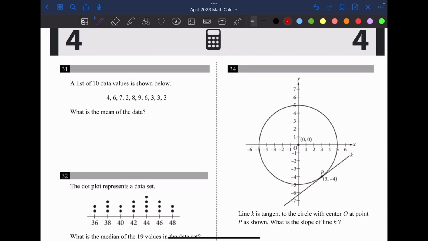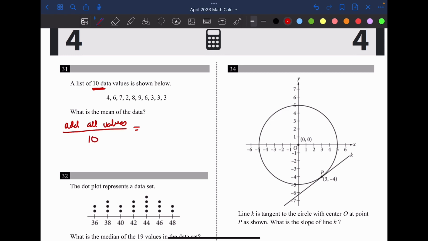Okay, so question number 31, we have a list of 10 data values, which is shown below. Just 10 values, and we want to find the mean of the data. So obviously for the mean, you should know this. We're going to add all values, and then we're going to divide by the number of values. In this case, we have 10 data values, so we're going to divide by 10.